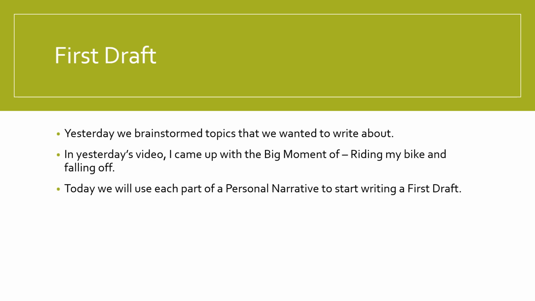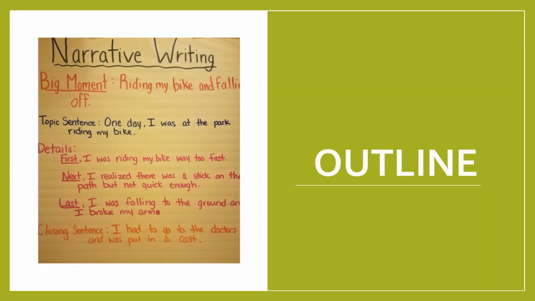So the first thing we need to think about for our first draft is our big moment and the 3 details that we're going to use. Let's get started. So I created an outline for my personal narrative writing. I started with my big moment that I chose yesterday during our brainstorm. My big moment I chose was riding my bike and falling off. So this is what I'll be talking about, or the main idea or event that I'll be talking about in my personal narrative.